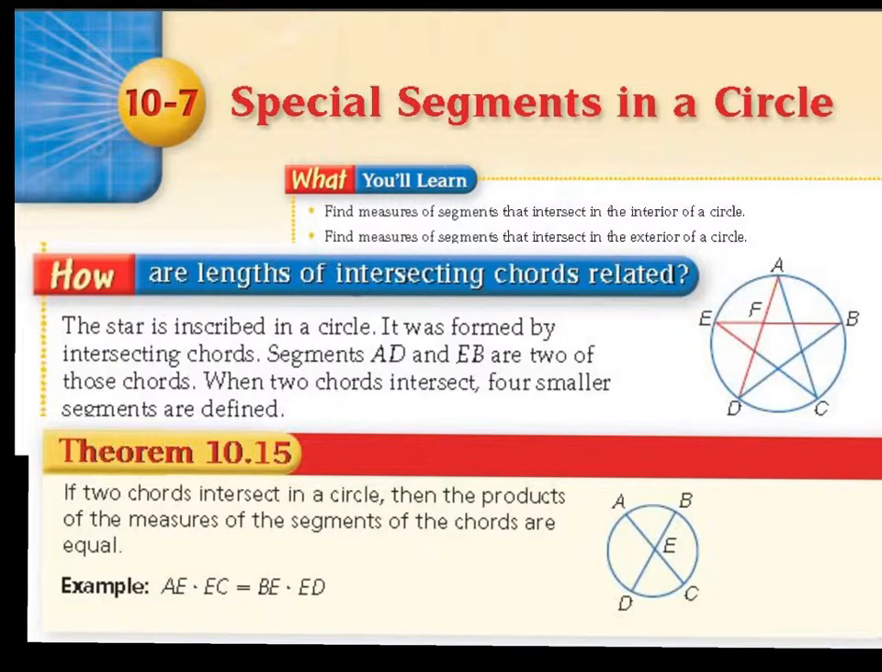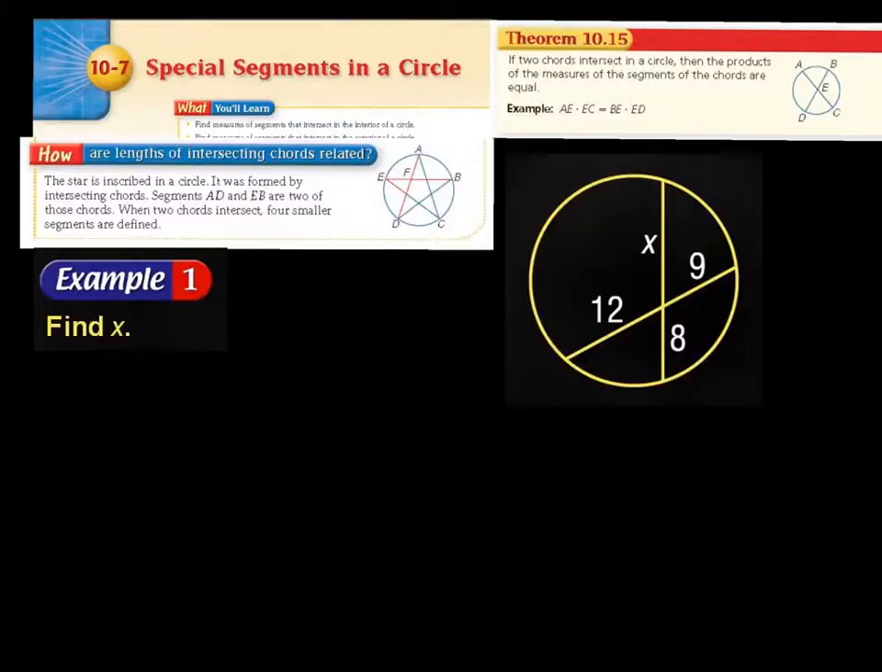If two chords intersect in a circle, then the products of the measures of the segments of the chords are equal. So they have AE times EC is equal to BE times ED.